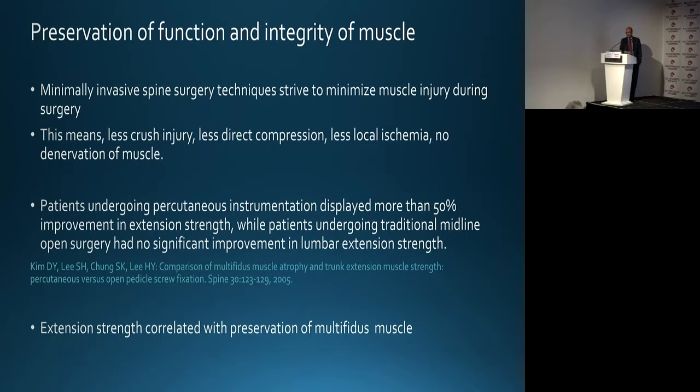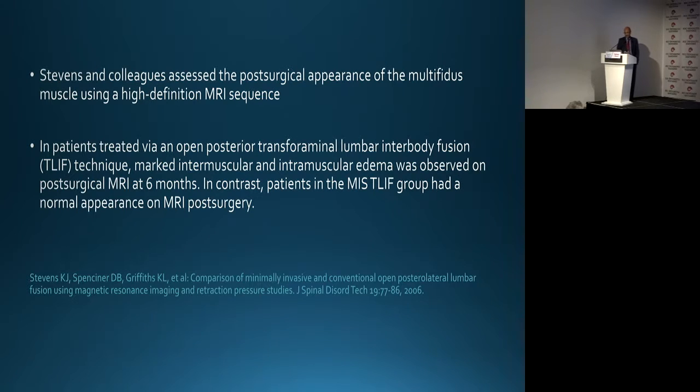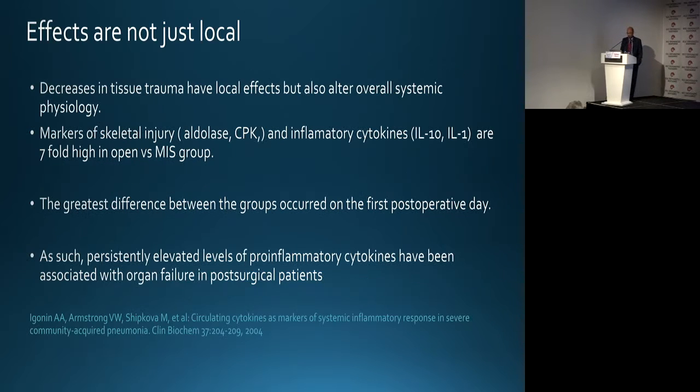So preservation of function and integrity, can we do that? If you do MIS surgery, less crushing, less direct compression, less local ischemia, no denervation. So in these, the extension strength correlates with preservation of multifidus muscle. This is shown again and again. Stevens and colleagues assessed the post-surgical appearance of multifidus using a high-definition MR, and they showed exactly the same thing we just talked about.